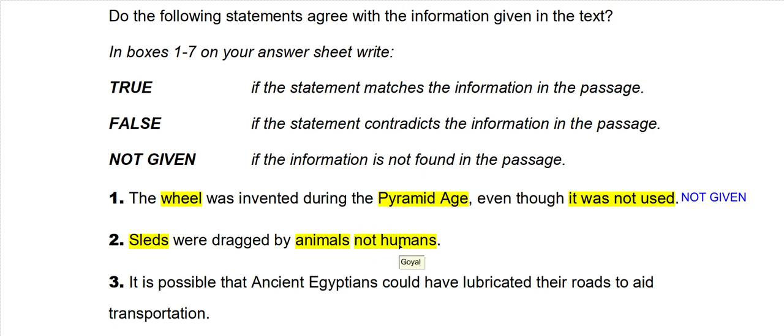Maybe in the question they might have written the name of the animals, because in the olden years cows, buffaloes, oxen were used to pull these kinds of carts or bullock carts or things like that. Let's see. The answer will be true when they were pulled by animals and not humans. The answer will be false when the sleds were dragged by humans and not animals, or they were dragged by both, humans and animals alike. The answer will be not given when we don't know who was used to pull these kinds of wooden sleds.